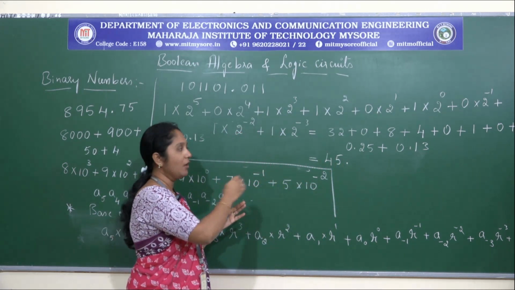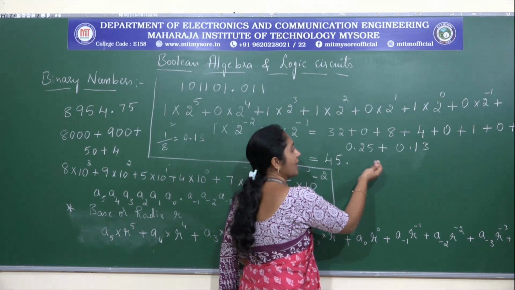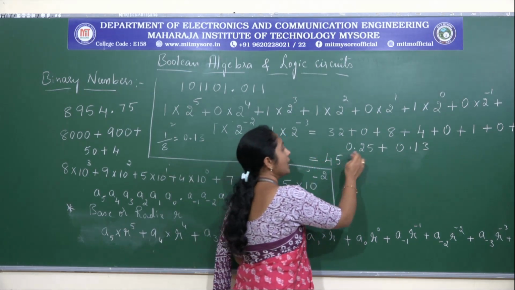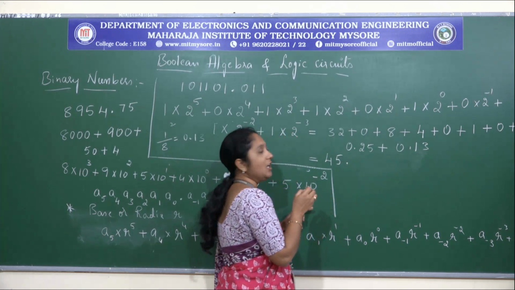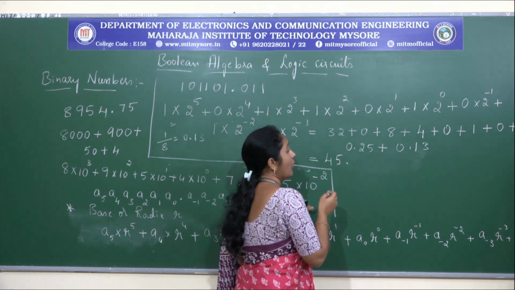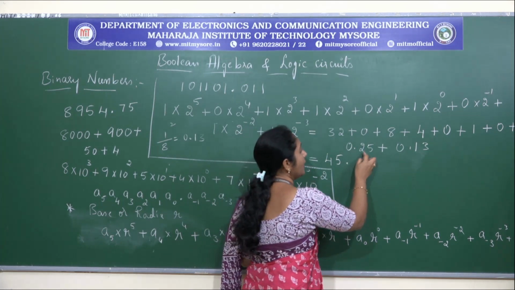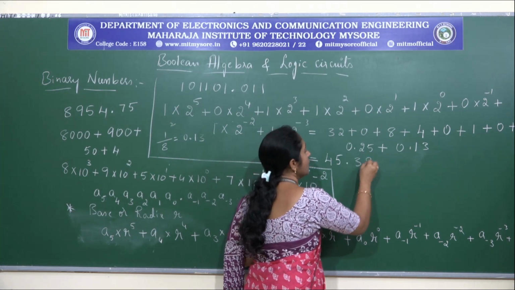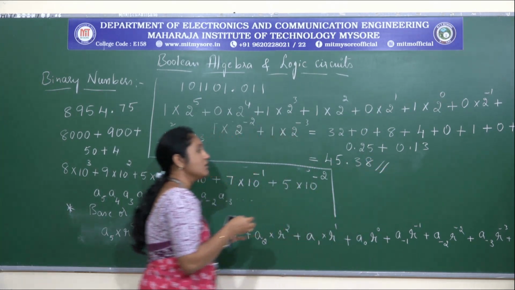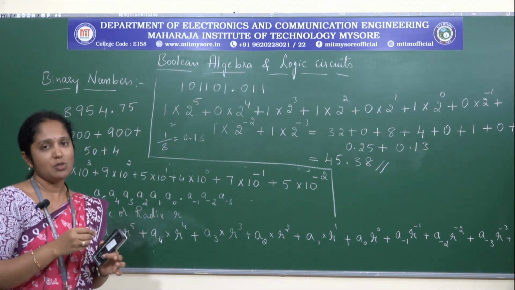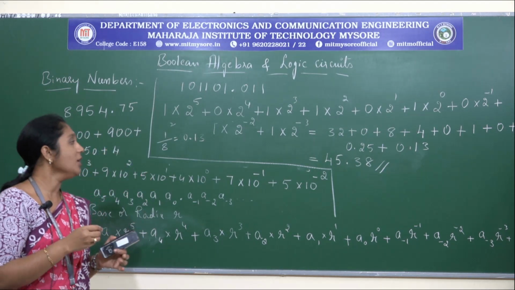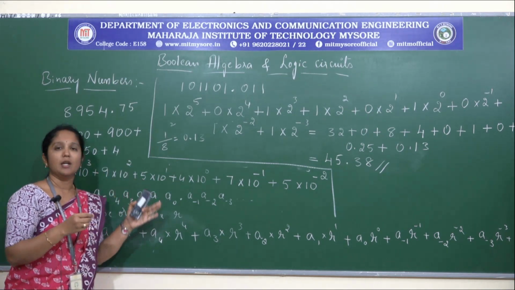So we need to add the fractional values first. If you get a carry, we need to consider that also. Here we have 0.25 and here we have 0.13. So what is the equivalent? We have 38. So 45.38. This is the decimal equivalent of the binary sequence whatever I have considered. So this is about the binary number.